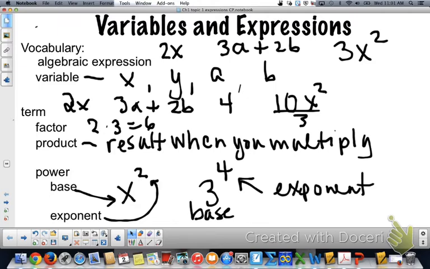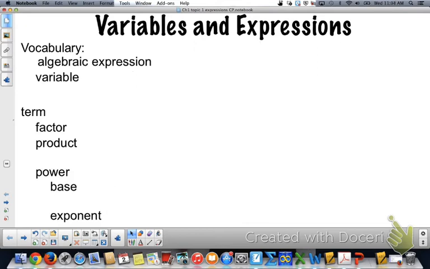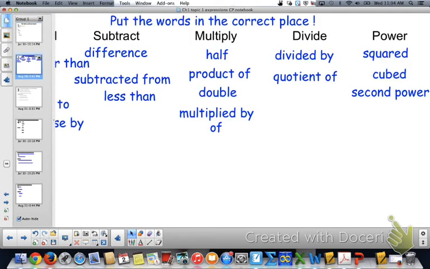Okay, now going on to the next page. In your packet you have a page that says put the words in the correct place. I want you to pause the video right now and then go to that page, put the words where they go, and then unpause the video and check your work. Okay, you should be on pause now, checking your work.